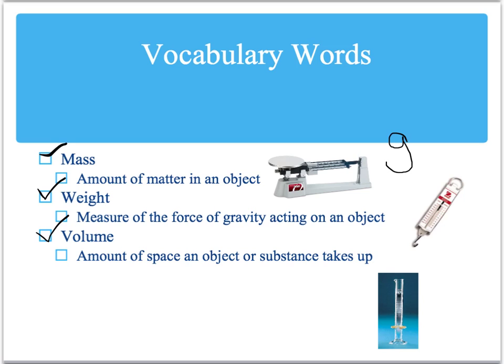Volume is our third measurement here. That's the amount of space an object or substance takes up. So for instance here we have a graduated cylinder. That's our tool. We've used that multiple times, whether we were measuring our pop or measuring water, dropping in an object, an irregular object.